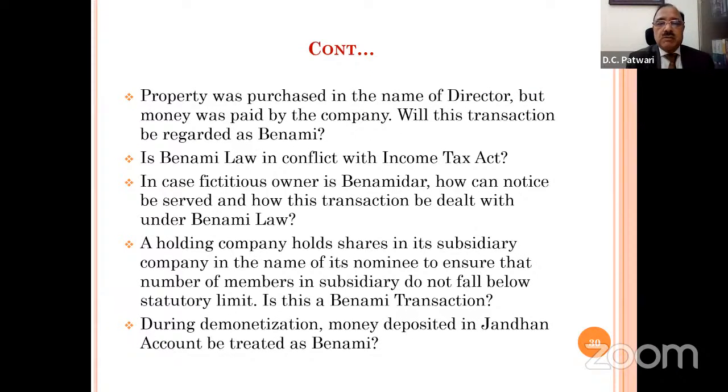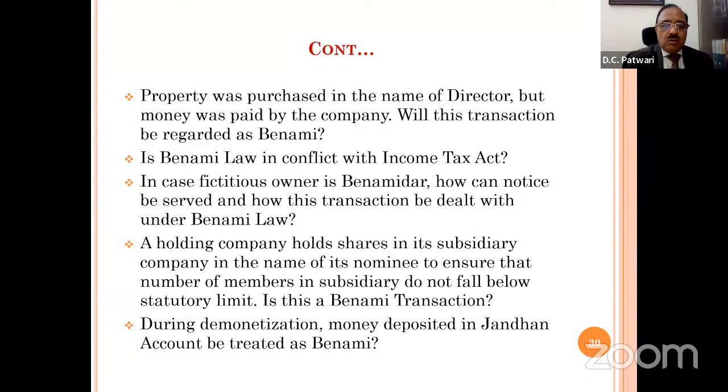Property was purchased in the name of a director, but money was paid by the company. Will this transaction be regarded as Benami? If the company has paid the consideration and the property is held in the name of the director in his fiduciary capacity, then it will not be treated as Benami, because it will fall in the category of exception number 2.